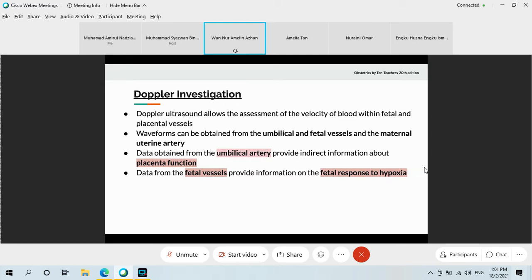And Doppler ultrasound allows the assessment of the velocity of blood within fetal and placental vessels. So the waveforms can be obtained from the umbilical and fetal vessels and the maternal uterine artery. The data obtained from the umbilical artery provide indirect information about placenta function, while the data from the fetal vessels provide information on fetal response to hypoxia. Next.